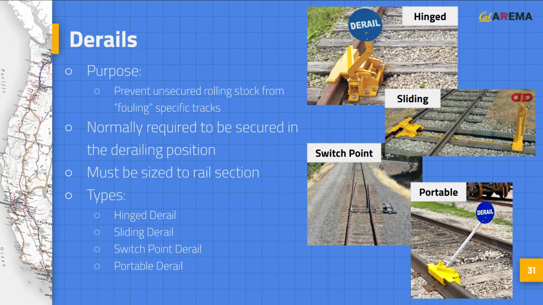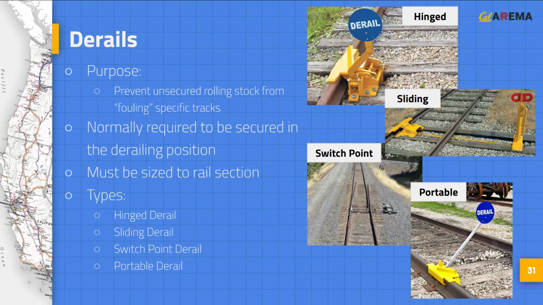The engineer must select an appropriate model of derail for the given rail section. An undersized derail will not properly cover the railhead and may not derail a car as intended, while an oversized derail may be damaged from improper support from the railhead. There are multiple different types of derails.